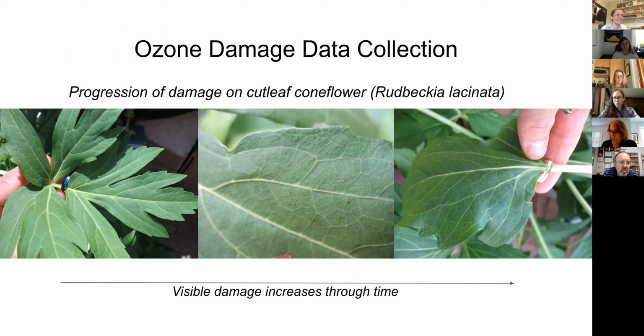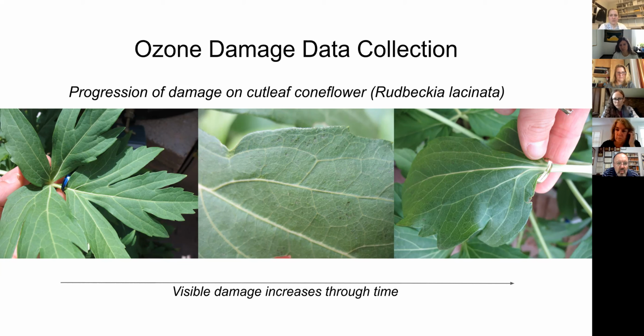So next I'll switch into the ozone damage data collection. I just want to highlight two photos here, and I hope that you can see these. This series of photos is the progression of ozone damage on a cutleaf coneflower, which is our Rudbeckia laciniata species. All the way on the left is early in the growing season, and you can see that the leaf looks pretty healthy. I didn't zoom in too much on this leaf because I didn't see any ozone damage early in the growing season.